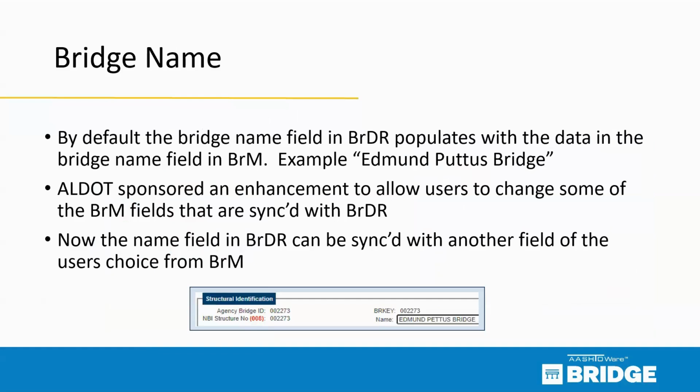So the problem with that is by default, the bridge name field in BrDR populates with the bridge name field from BRM, which in this example for bin 2273 is the Edmund Pettus Bridge. So the answer to that was we sponsored an enhancement that would allow users to change some of their BRM fields that sync with BrDR. Now you can go in and change the name field in BrDR so that it syncs with a different field.